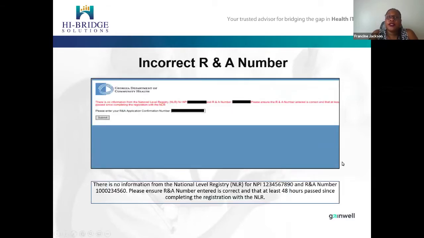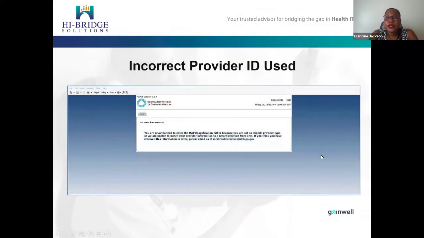In this particular error message, this is when the incorrect RNA number was used. To get the RNA number, you can log back onto the CMS National Level Registry and retrieve that RNA number, or you can contact our Mapper department. And what we will do, we will authenticate some information from you, and we'll verify that RNA number. Okay, in this particular error message, this is the incorrect provider ID used. In this situation, there are no ID numbers associated with Mapper. So you want to make sure that you look back at your records and make sure that you're using the correct ID number to get into the system.